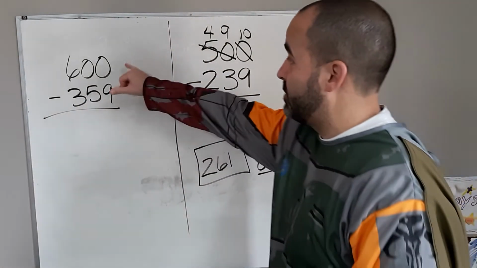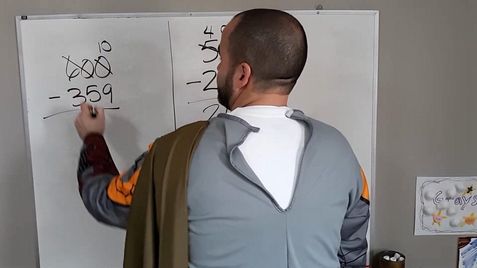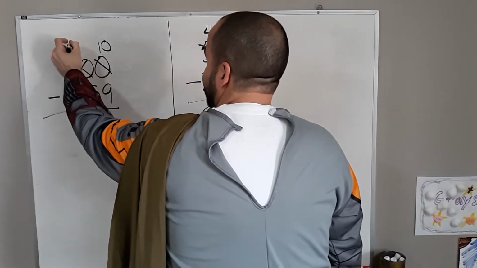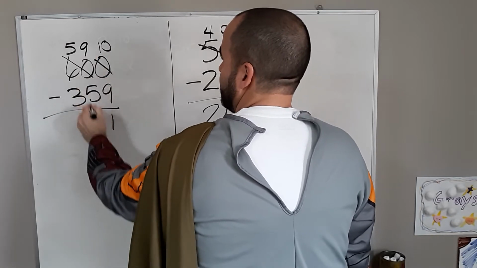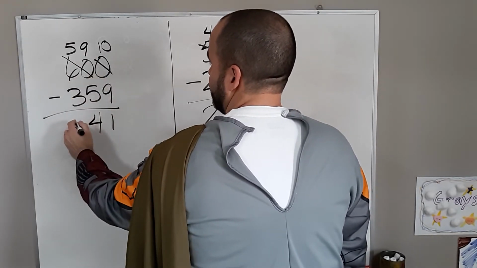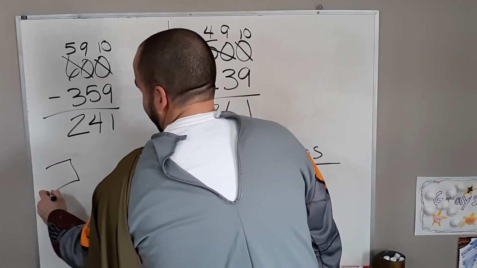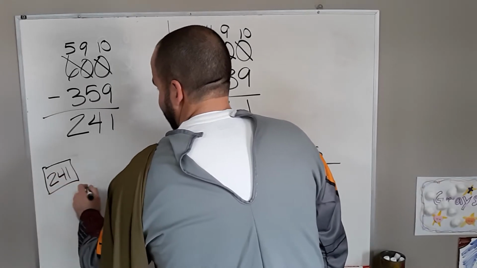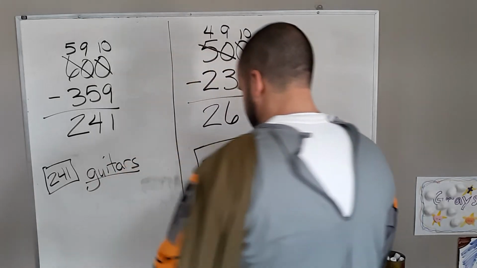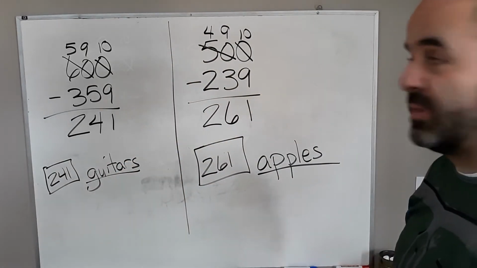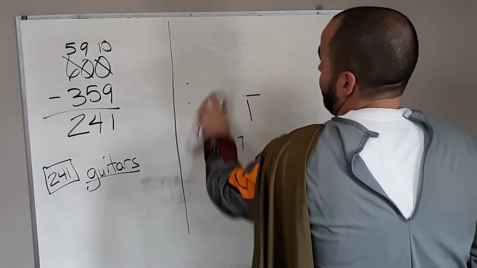So let's figure out how many they sold. Again, 0 minus 9, we're going to have to borrow. Make this a 10. We have to borrow from 60 because it's a 0 here. 1 less than 60 is 59. 10 minus 9 is 1. 9 minus 5 is 4. 5 minus 3 is 2. So 241, and guitars would be our label: 241 guitars. Good, that's number 3. All right, let's go on to number 4.